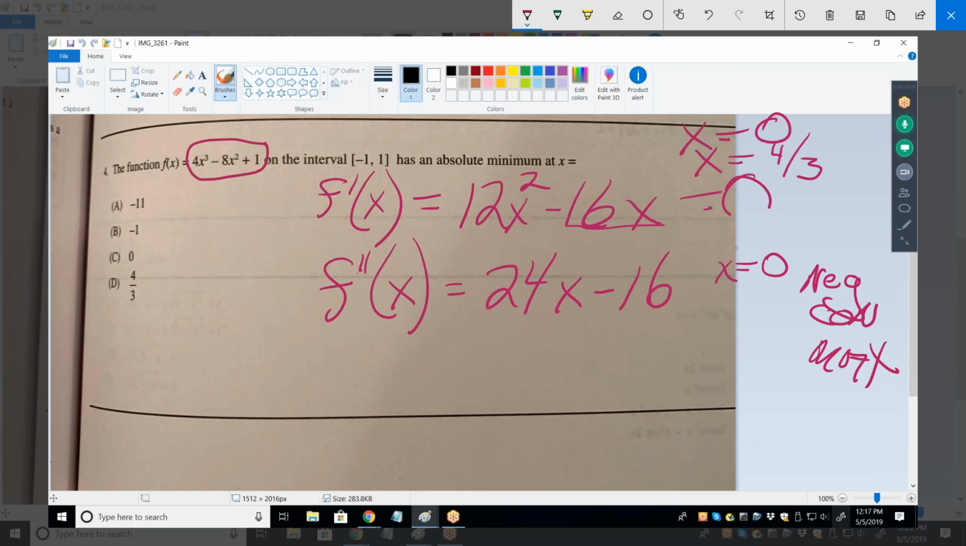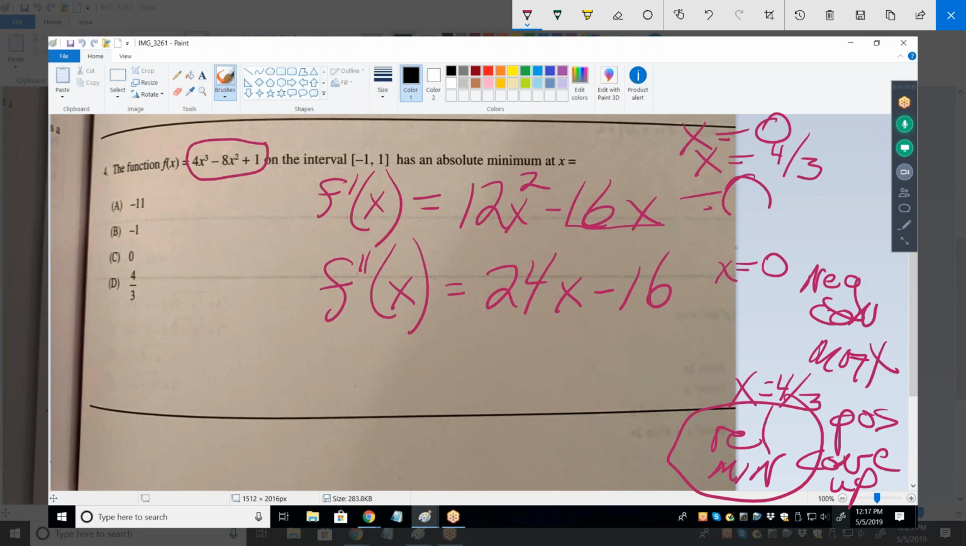Right. When x equals 4/3, second derivative is positive or negative? Positive. Which means it's concave up, which means a minimum. Which means a relative minimum. A relative minimum. So we have to test that. That's the only relative minimum in the curve.